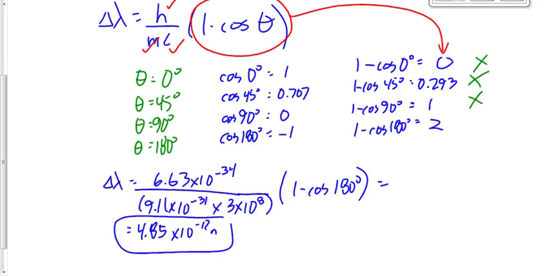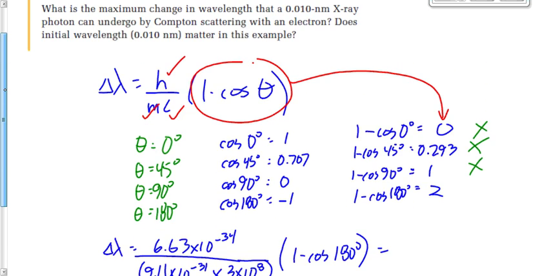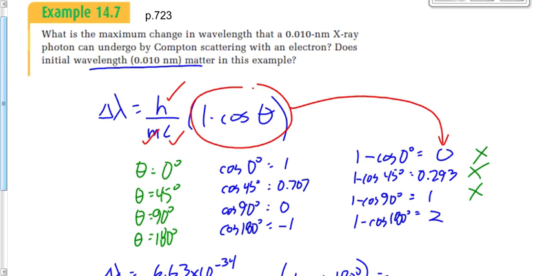The biggest delta lambda you can possibly get here in any of these questions is 4.85 times 10 to the minus 12, because cosine 180 maximizes that value. Did the initial wavelength matter? Back to the original question, did the initial wavelength matter? Where did it appear in that equation? Nowhere. Didn't matter at all.